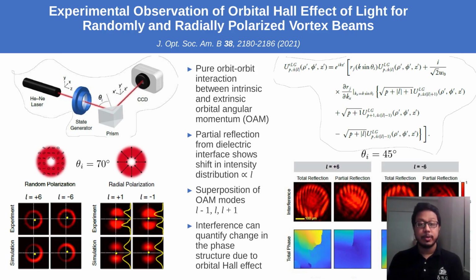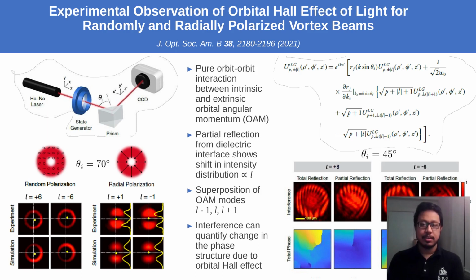Further, we can try to quantify the change in the phase structure as a signature of the orbital Hall effect from interference. What we do is we interfere the orbital angular momentum beam with a Gaussian beam for the total reflection case as well as the partial reflection case, and we get a fork pattern from which we extract the phase. So we see that there is a lower azimuthal phase gradient for the partial reflection case.